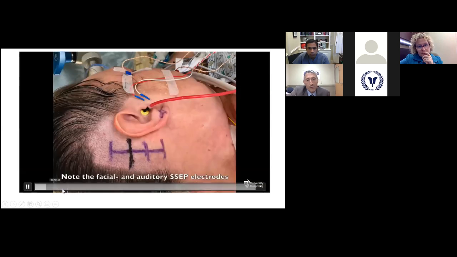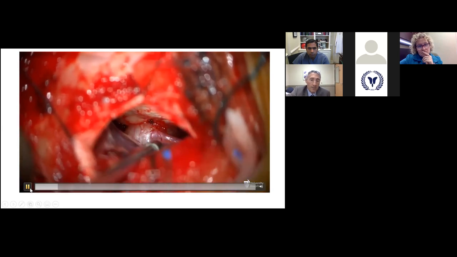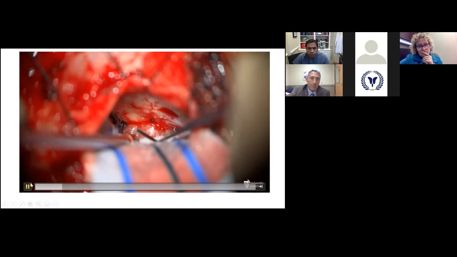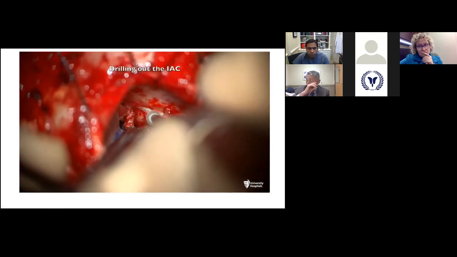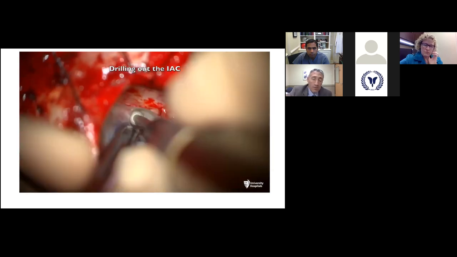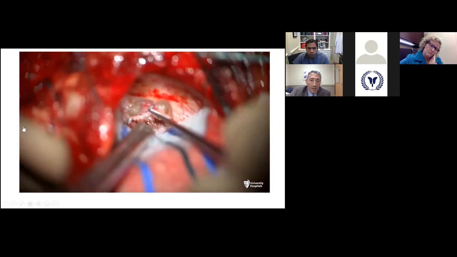And I think you have to be realistic with the patients. You tell them you're going to try and get the tumor out, but the chance of preserving hearing is relatively low in our experience once they get up over 15 millimeters. And I think it was worth a shot. And in this case, we did get lucky. Here's the IAC drilling.